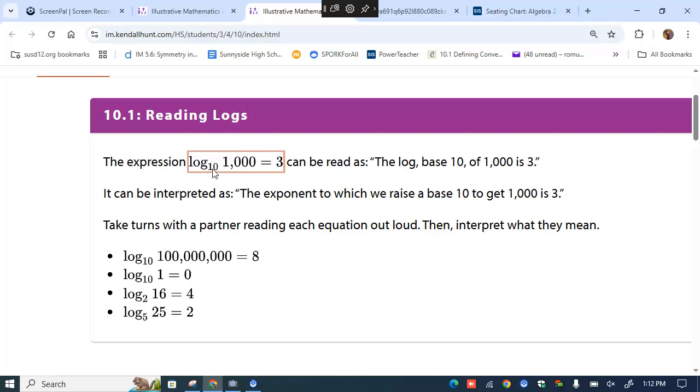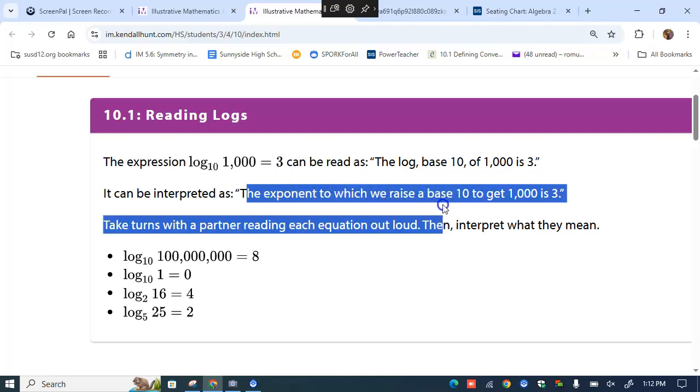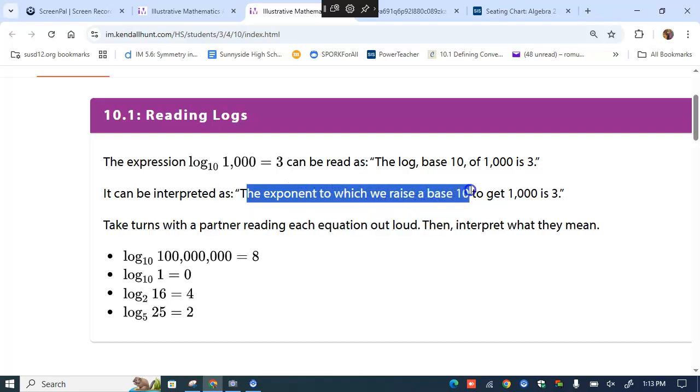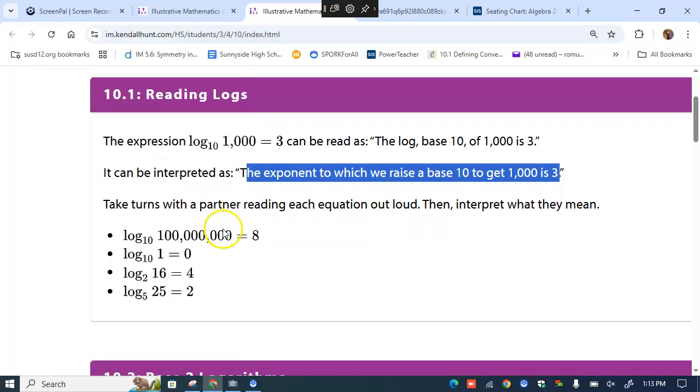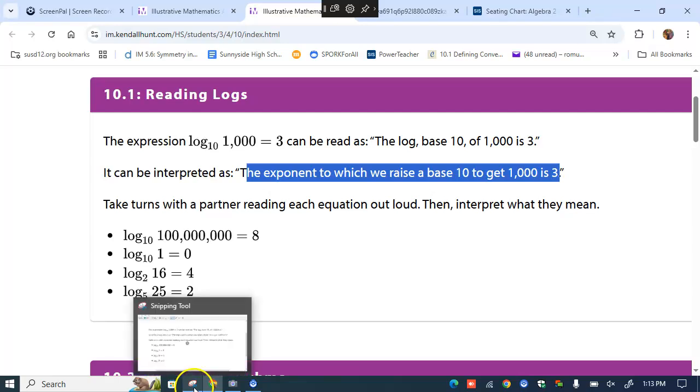So the 10 which is next to the g at the bottom, that's the base. So the log base 10 of 1000 is 3. How do you interpret this? It is the exponent to which we raise a base 10 to get 1000, which is 3. So we'll also write it in the actual symbolic form. Now there are 4 examples over here, so let's write those 4 examples.